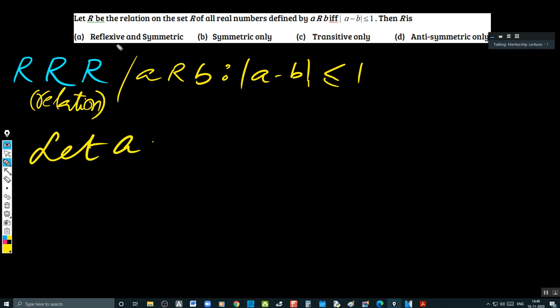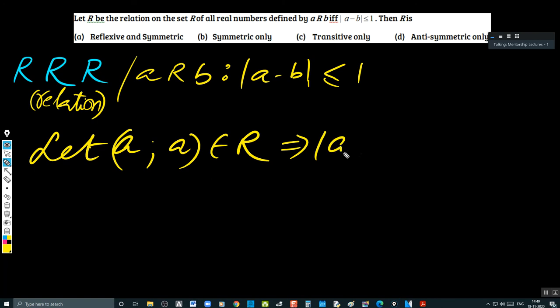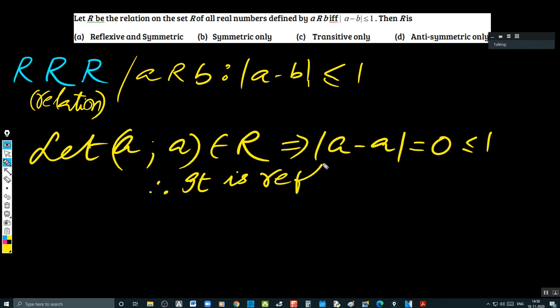First of all, let us check for reflexive. Let A belong to R. Here R is a relation. Then what happens? Modulus of A minus A is equal to 0, which is less than or equal to 1. Therefore, it is reflexive. Are you there, everyone? Yes, sir.